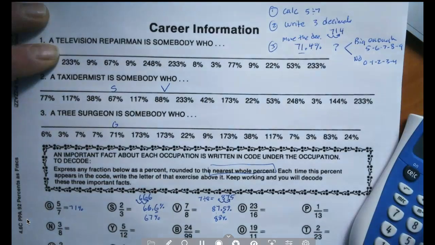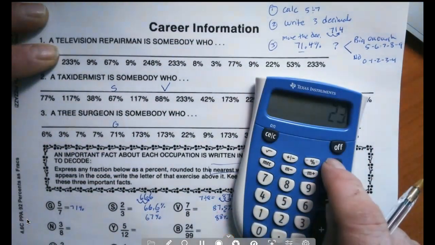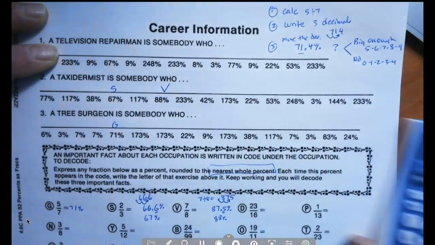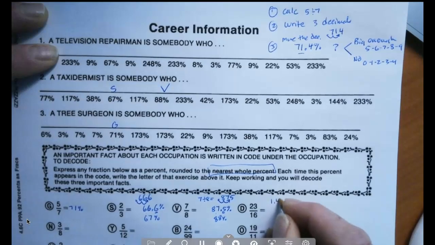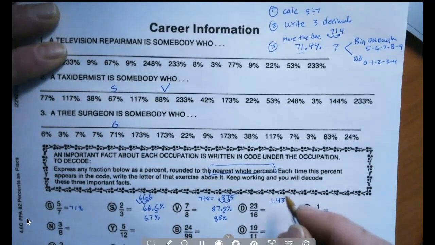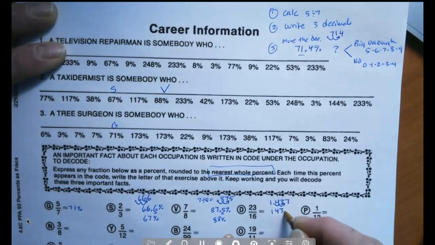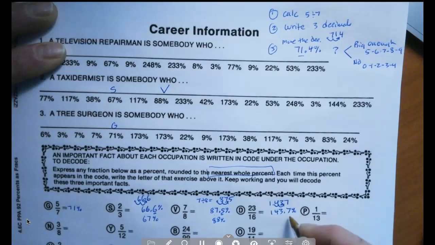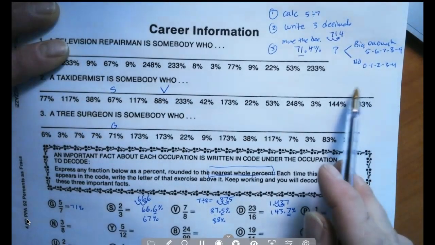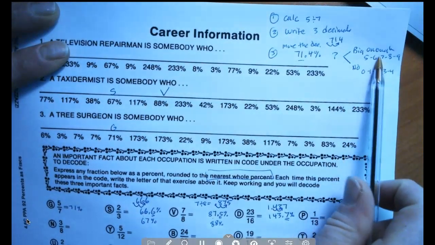All right, let's try one more. 23/16. Weird one. I actually don't know. 23 divided by 16 equals 1.437. We write 3 decimals again. Okay. Move the decimal 2 places. Now we have 143.7%. Again, we look at that last decimal. Is there enough there to round that up? And it's a 7. Yes, there is.